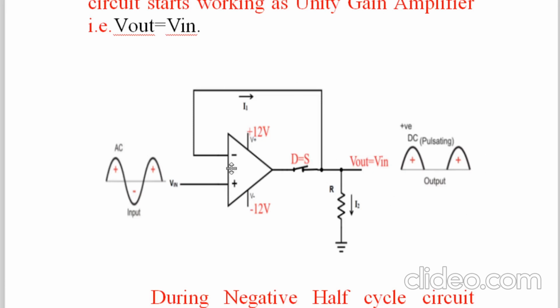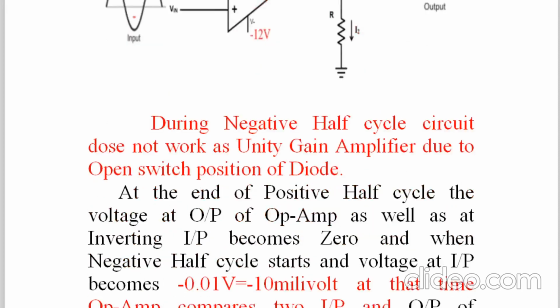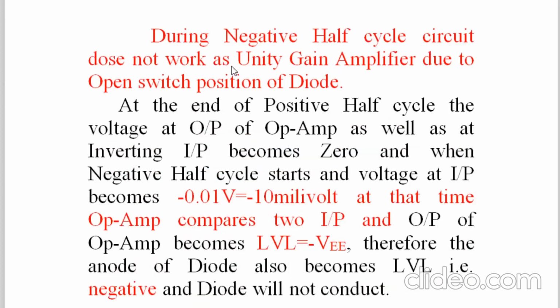Now let us try to understand what will happen in the negative half cycle. During the positive half cycle, you can understand that this voltage is greater than that. Therefore initially after 10 millivolt the output will be in HVL, but thereafter as the diode behaves as a closed switch, this output and this input follow each other. So unity gain amplifier. Now let us go here. During negative half cycle, the circuit does not work as a unity gain amplifier due to the open switch position of the diode. This is very important, that's why I have written it in red color.